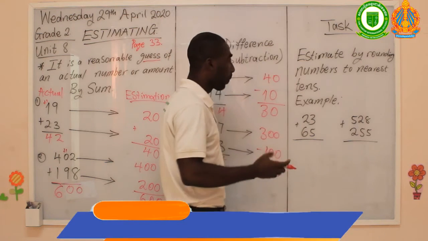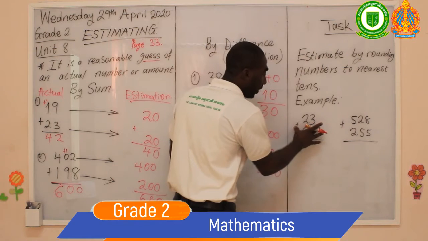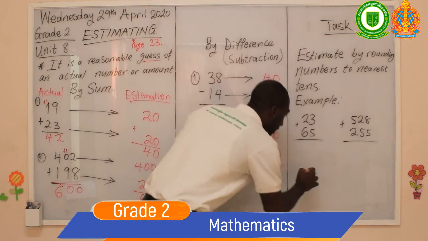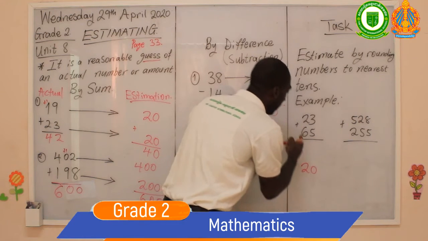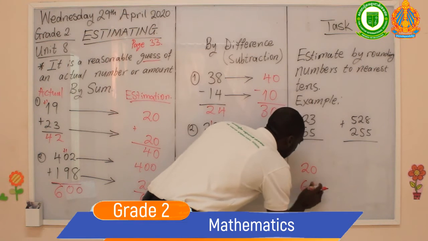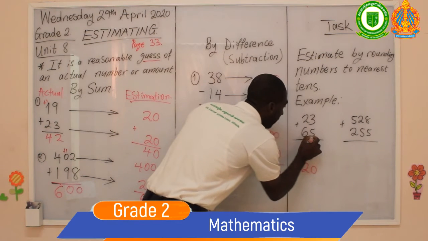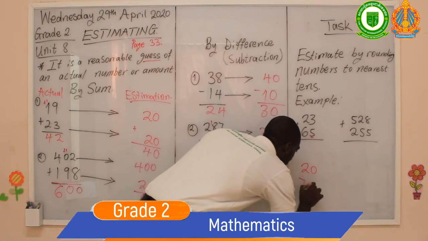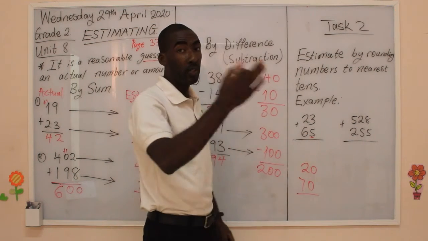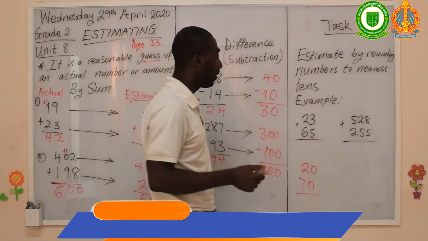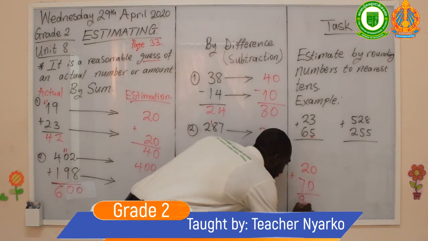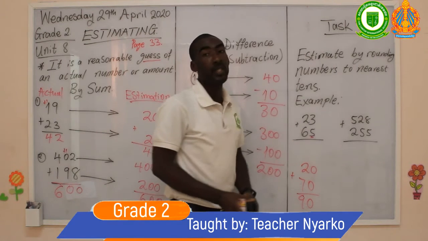So quickly, we look at this one. Changing this to the nearest 10 will give us 20 and 70, because it is 5 here, okay? So it has to be 70 because 5 is more than 4. So when you want to convert to the nearest 10, it has to be 70, okay? So we have this, and these 2 will give us 90.